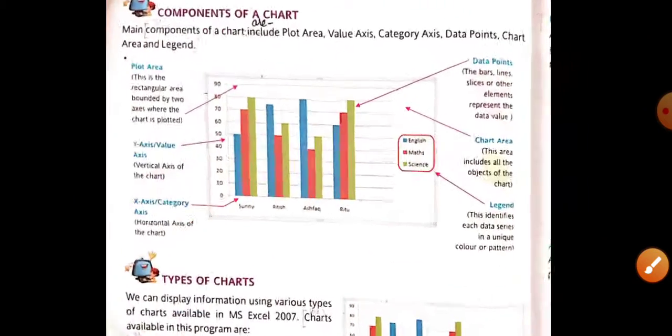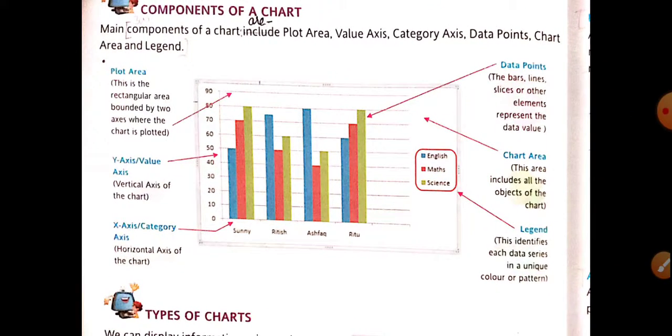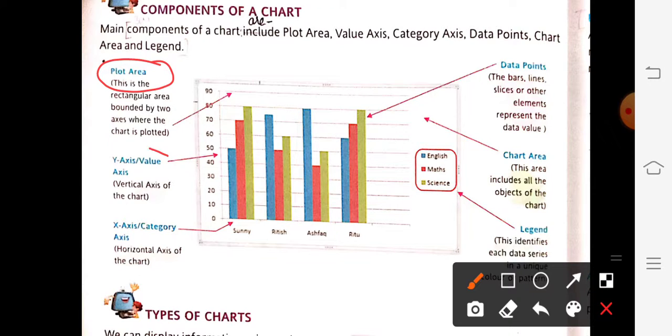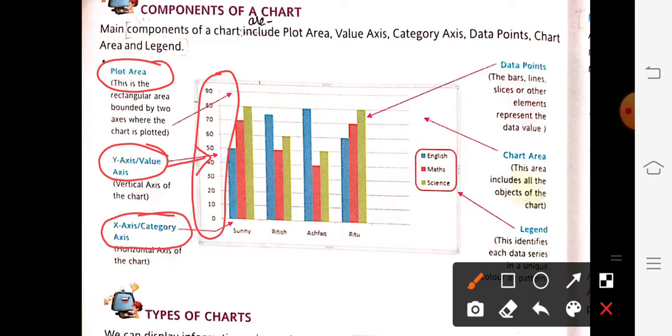The next one is components of the chart. We have different components like plot area, y-axis, which is also known as value axis. Why is the y-axis called the value axis? Because here we represent some numeric values, right? Then next we have x-axis, also known as category axis. In this we represent the different categories, like suppose the names of the students like Sunny, Ritesh, Ashfaq and Ritu. These are the names of the students, meaning different categories of the students. So that's why x-axis is also known as category axis.